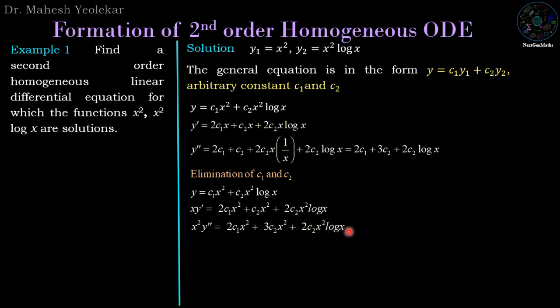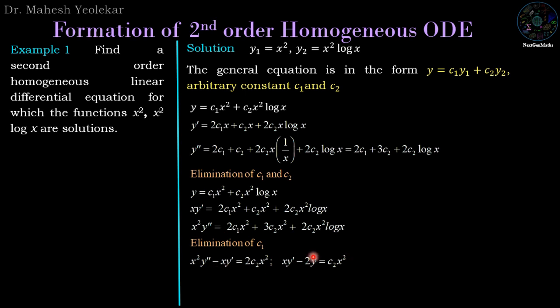log x. Now if we take x square y double dash minus xy dash, then 2c1 x square cancels with the 2c1 x square, and we have only the term of c2, which is 2c2 x square, and the last term is also cancelled, 2c2 x square log x with the minus 2c2 x square log x. If we take another equation, xy dash minus y, then we have c2 x square.